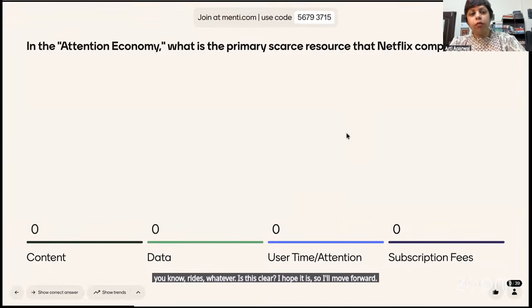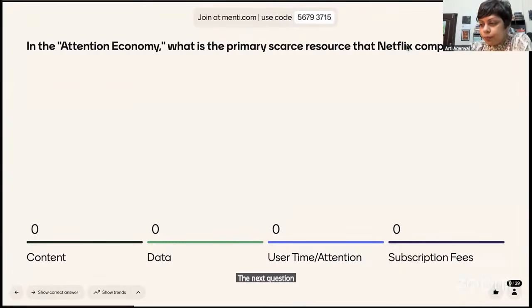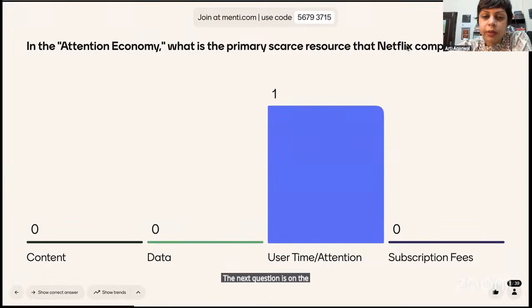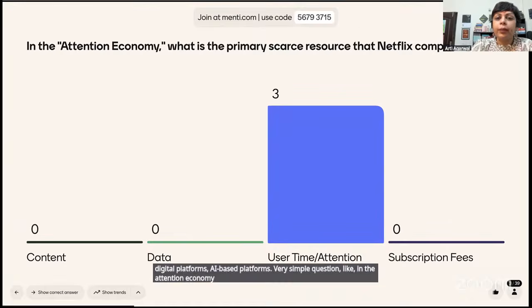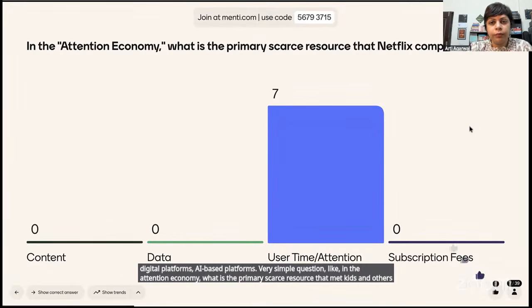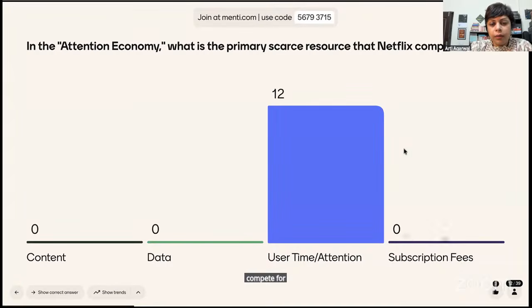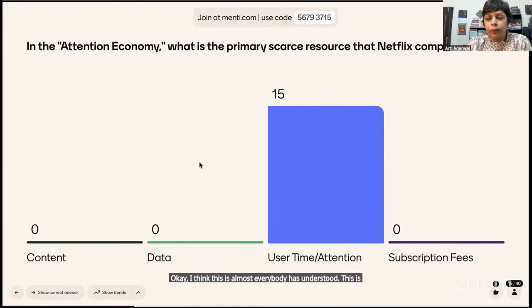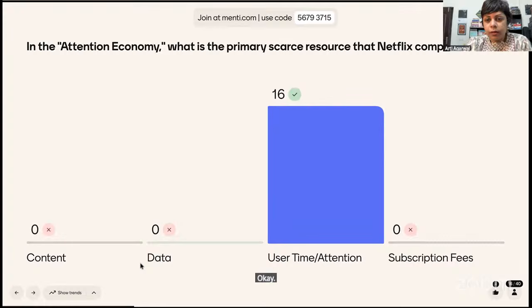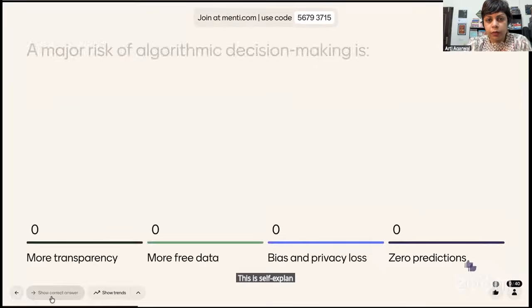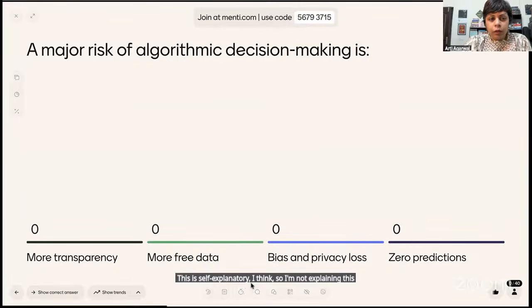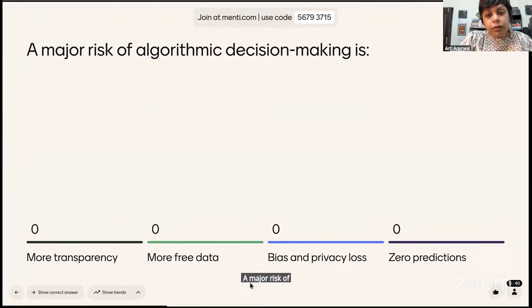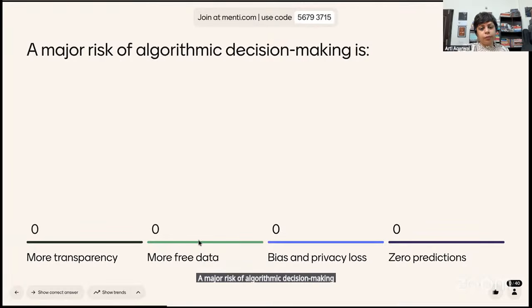Now, the next question is on digital platforms, AI-based platforms. A very simple question: in the attention economy, what is the primary scarce resource that Netflix and others compete for? Okay, I think almost everybody has understood this. This is user time and attention. This is self-explanatory, I think, so I'm not explaining this. A major risk of algorithmic decision making is what?